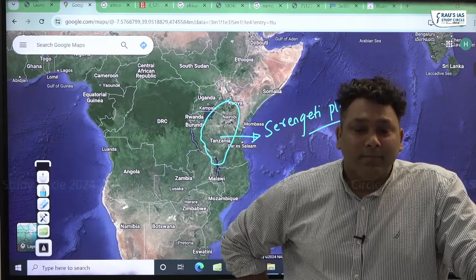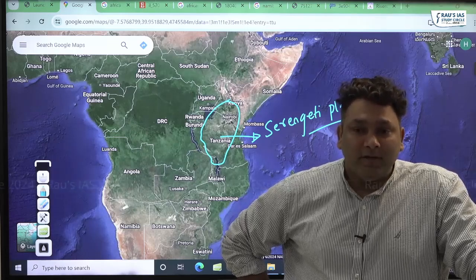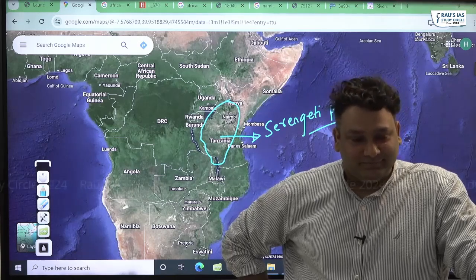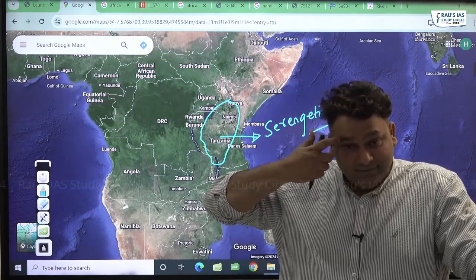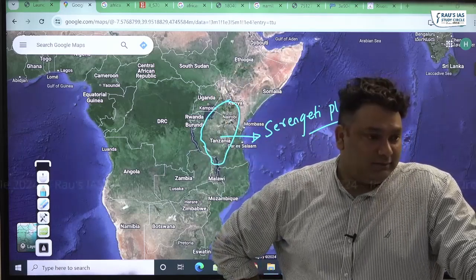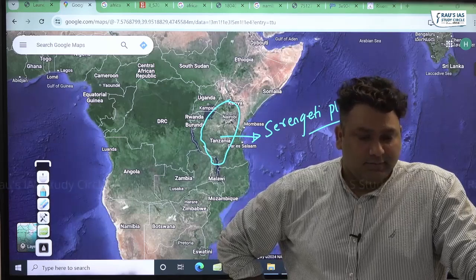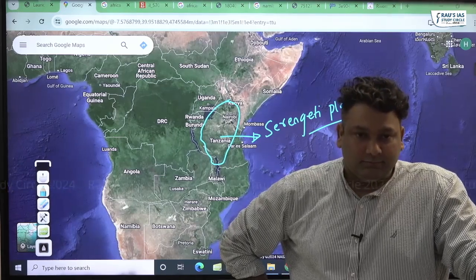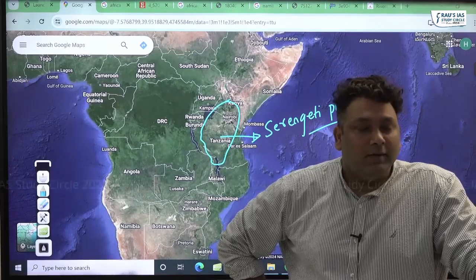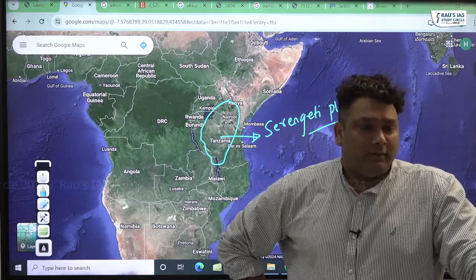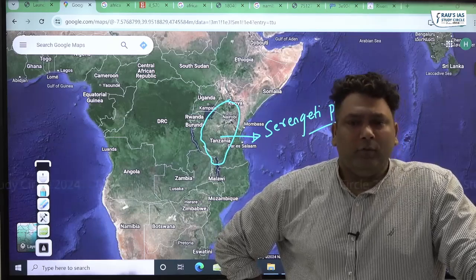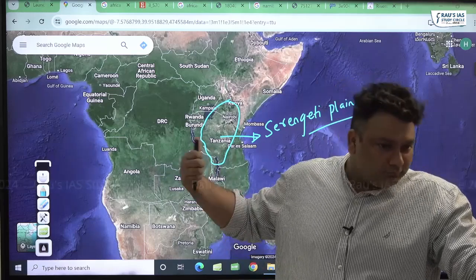Big game country. And illegal wildlife trade is also prominent in this region. Now, this is all about the physical geography part. Okay, let's enter into conflicts now, which is going to be asked in the examination. But if you want to understand the conflict, you should know the geography of the region.